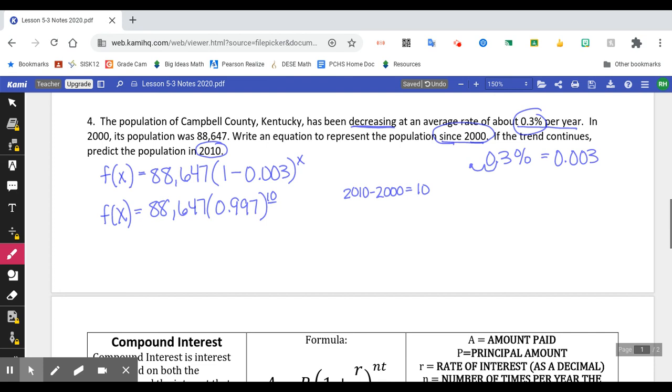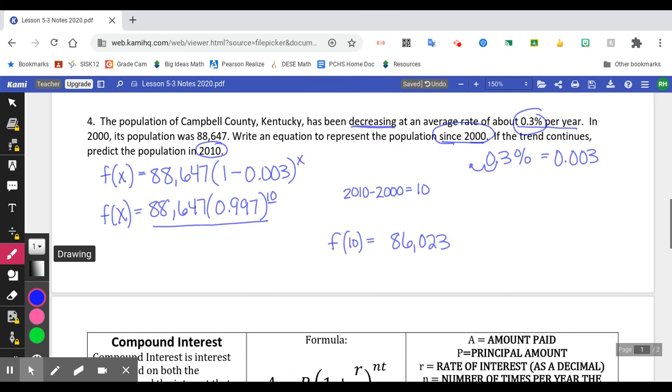All right, so again, this should be decreasing a small amount because it's 0.3% each year. So if you type this in from left to right in your calculator, we're going to have that f of 10, the function of 10 years, gives us 86,023. Okay, and I put a dollar sign. Whoopsies, didn't mean to do that. This isn't dollars, this is people. Okay, so it did go down, but this would be a small amount for 10 years because it's only decreasing 0.3%. Okay, all right, so that is increase with growth and decrease with decay.